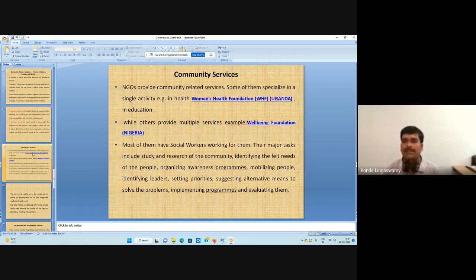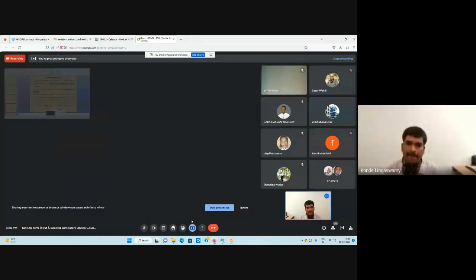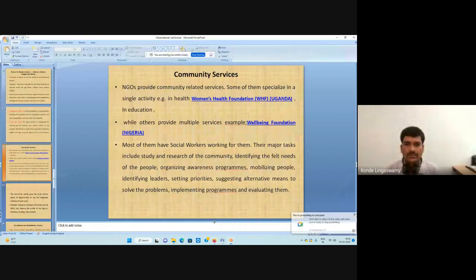Important thing, community services. NGOs provide community-related services. Some of them specialize in a single activity. For example, in health, I have seen Women Health Foundation, Uganda, WHF. In education, a number of organizations are working in the education setting. While others provide multiple services, for example, Wellbeing Foundation in Nigeria. Most of them have social workers working for them.